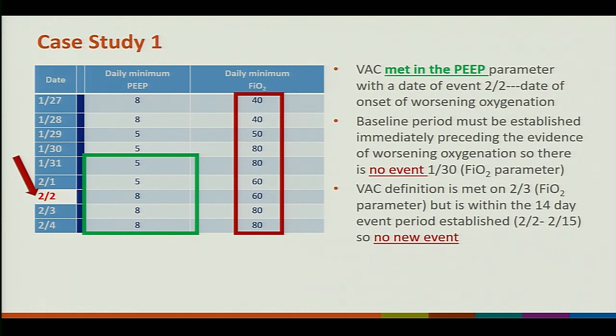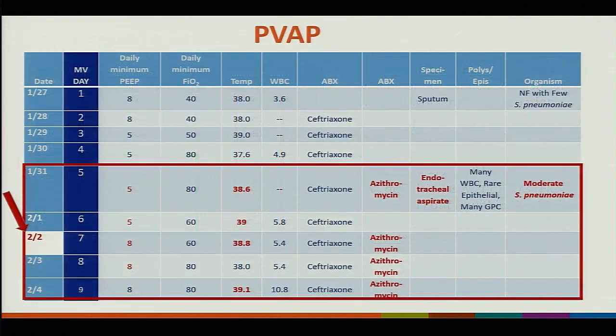And then on 2/3, again in the FiO2 parameter, the VAC definition is met. It's not that it isn't met, it's just that that date of event is within the 14-day event period, so you don't report a repeat VAE. Okay, and it's a PVAP because we have temps that are eligible, and we apparently must have met the greater than or equal to 4 qualifying antimicrobial days, and we have some laboratory information that we use to do that.